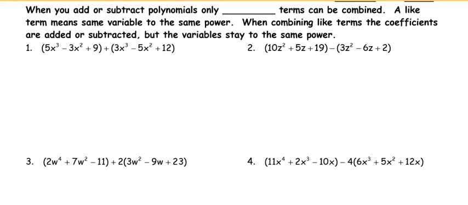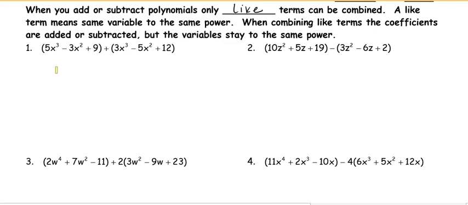It says when you add or subtract polynomials, only like terms can be combined. A like term means the same variable to the same power. When combining like terms, the coefficients are added or subtracted, but the variables stay to the same power. So the only thing that's changing when you're adding and subtracting is the number in front. The little number stays the same, it never changes. So the nice thing is when we add, nothing changes. All we have to do is put together our like terms.